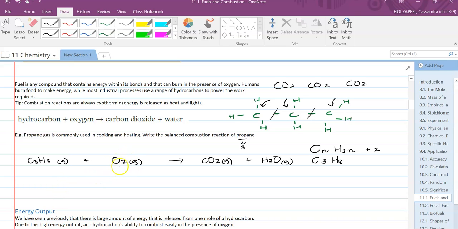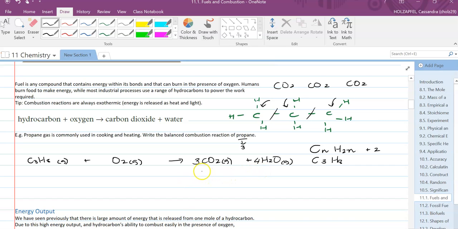So I always leave the oxygens till last, just because they're out on an island by themselves. It makes it a little bit easier. So let's go ahead and balance the carbons and the hydrogens first. So here we can see we've got 3 carbons and 1 carbon on this side, so we're going to triple the amount of carbon. We can also see we have 8 hydrogens on this side, and we've got 2 hydrogens on this side. So if we quadruple the number of hydrogens on this side, then we should also have 8.